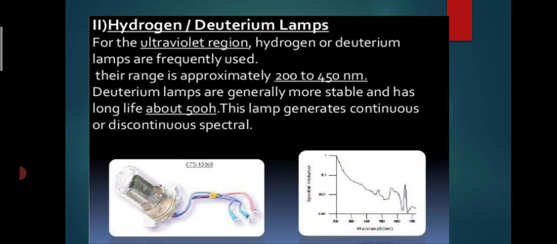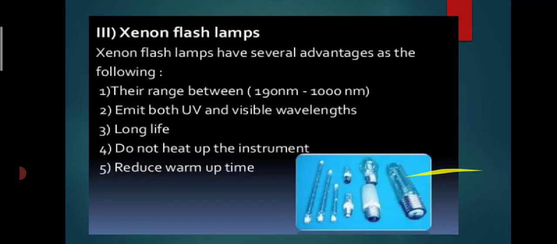Next go for the hydrogen lamps, hydrogen or the deuterium lamps. For the ultraviolet region, the hydrogen or deuterium lamps are frequently used. The range is approximately 200 to 450 nanometer. Deuterium lamps are generally more stable and have a long life, about 500 hours. This lamp generates a continuous or discontinuous spectrum. In this image we see a hydrogen or deuterium lamp.